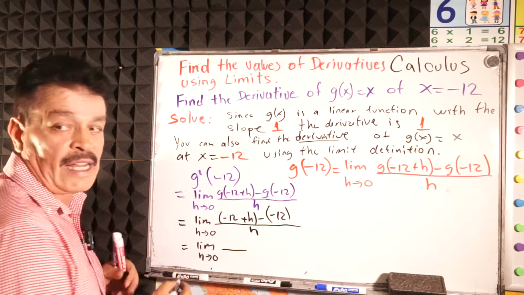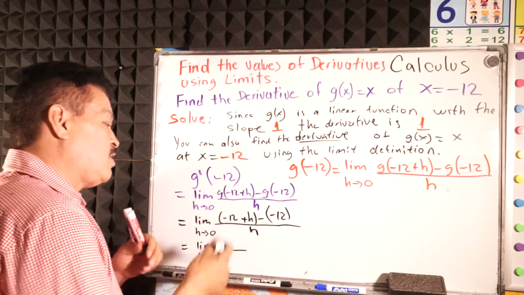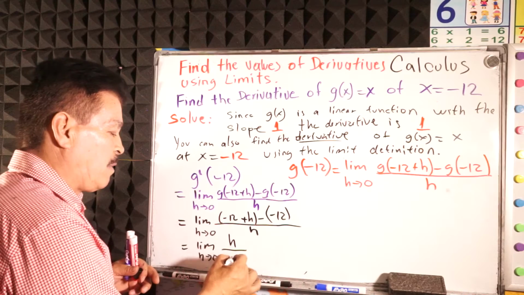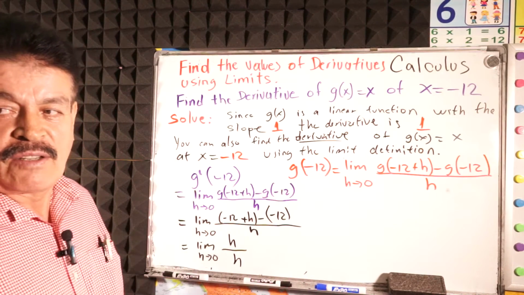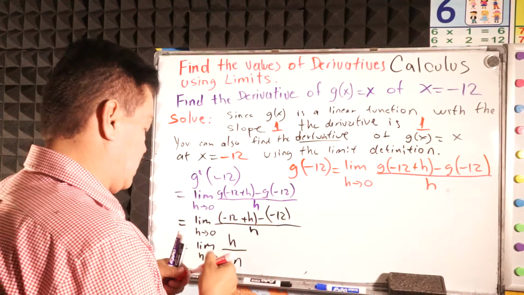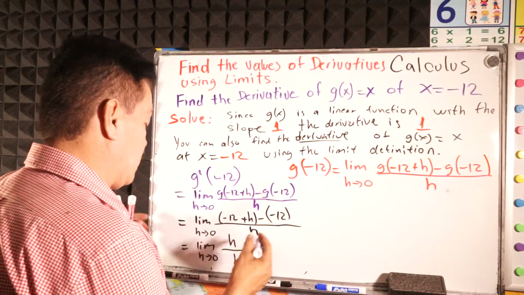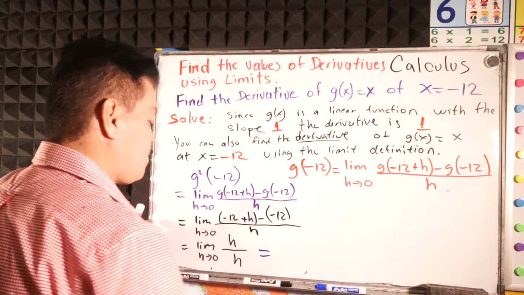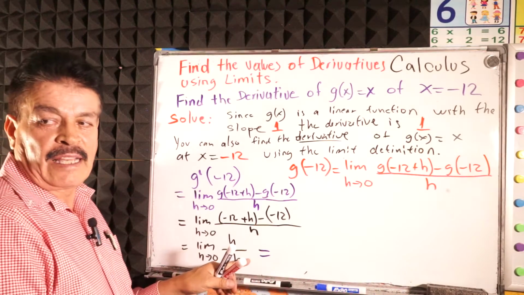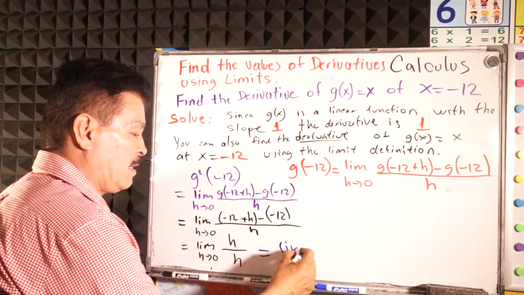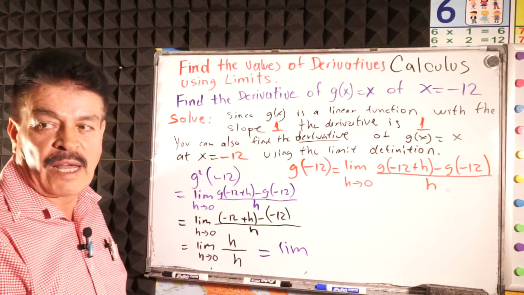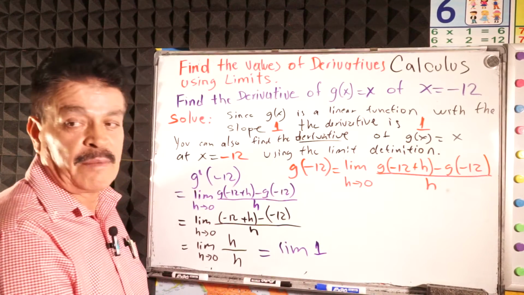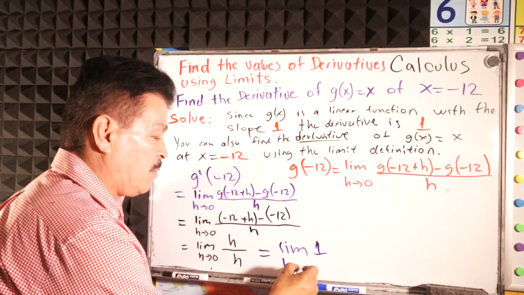Here you will have cancel 12 because this is negative and this will be positive, right? Negative is positive, so h divided by h, right? So when you have h negative, h positive divided by h, so here the next step is equals limit. Limit of what? Limit of h divided by h is 1, right? Limit of 1 when h approaches 0.